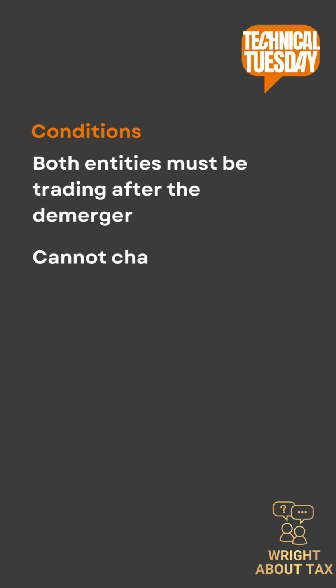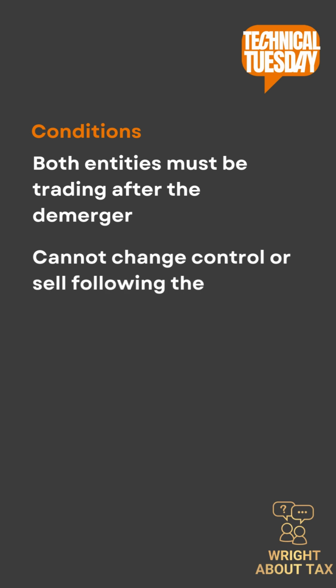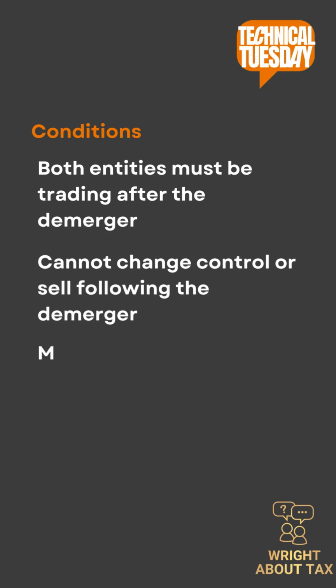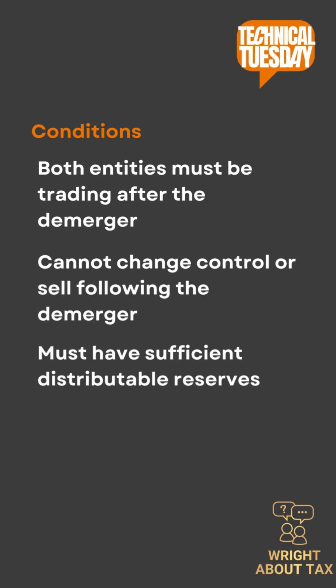You can't do it with an intention to change control. So if you're looking to do a pre-sale demerger, selling off a part of the trade, that wouldn't be possible under an exempt distribution route. And you also need the reserves. You need enough reserves to cover the book value of what's been removed. There are other conditions as well that you need to be careful of, but they're some of the key reasons why exempt distributions are not as common as you might expect.